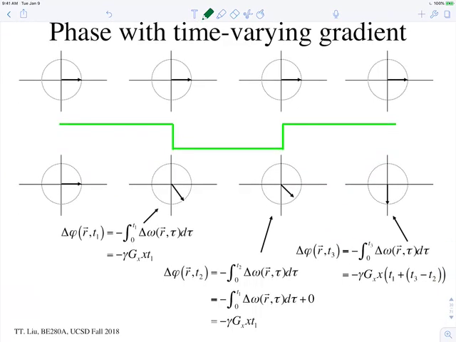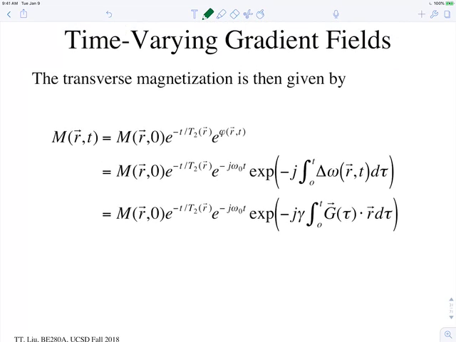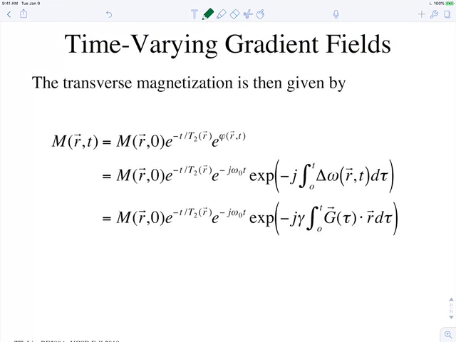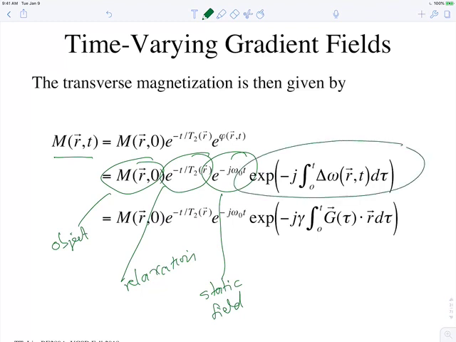Okay, so that's just sort of writing down what we have. And so what we have here is we have our final signal is our magnetization. This is the relaxation that we're going to ignore. This is our object. This is going to be some relaxation, which we'll ignore for now. This is due to sort of the static field contribution. Okay, and then this is what we did, okay?